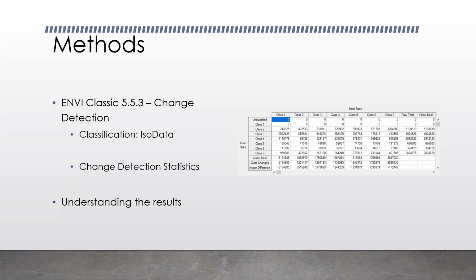So, understanding the results. If you look at the box over on your right, at the top it says initial state, and then on the left hand side it says final state. The initial state is our 2015 image, and the final state is our 2020 image. And then towards the bottom of the box it says class changes, and those are the number of pixels that changed between the 2015 and 2020 image.